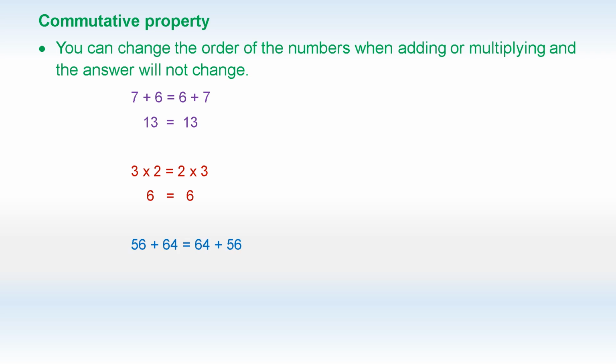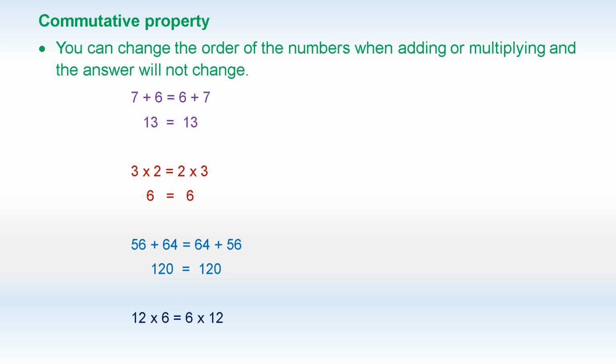So we look again at another example. So we said 56 plus 64, is it equal to 64 plus 56? Now 56 plus 64 is 120 and 64 plus 56 is also 120. So you can see that if we swap the numbers around, we still get the same answer. Let's do multiplication.